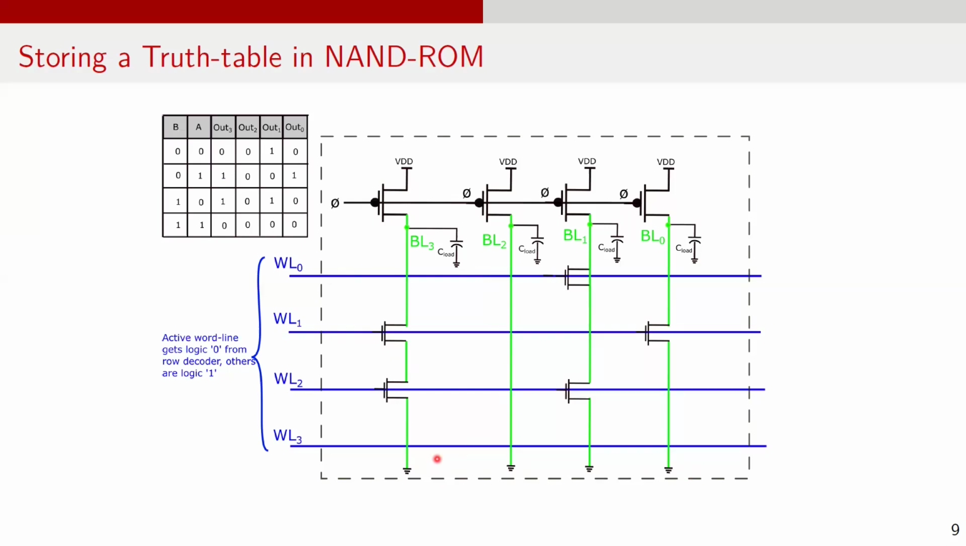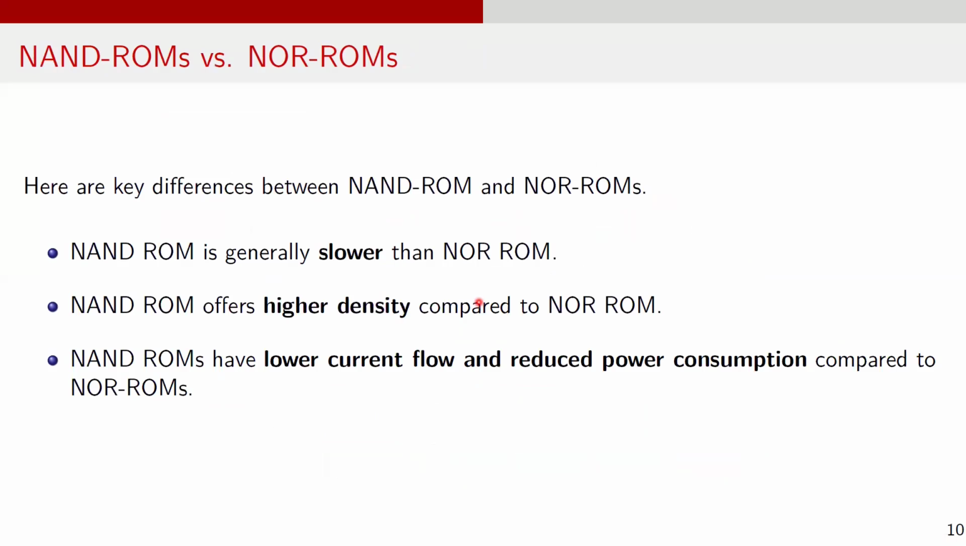After understanding the read operation from a NOR ROM and NAND ROM, let's discuss how they compare. NAND ROM is generally slower than NOR ROM because the NMOS transistors are connected in series, which increases the resistance and delay in the pull-down network. The read operation involves discharging the bit line through multiple transistors, which takes more time. On the other hand, NOR ROMs are well known for their high speed. These have fast read access time because each bit cell is directly connected to bit line, allowing for a parallel evaluation, which makes them suitable for applications requiring high-speed access.